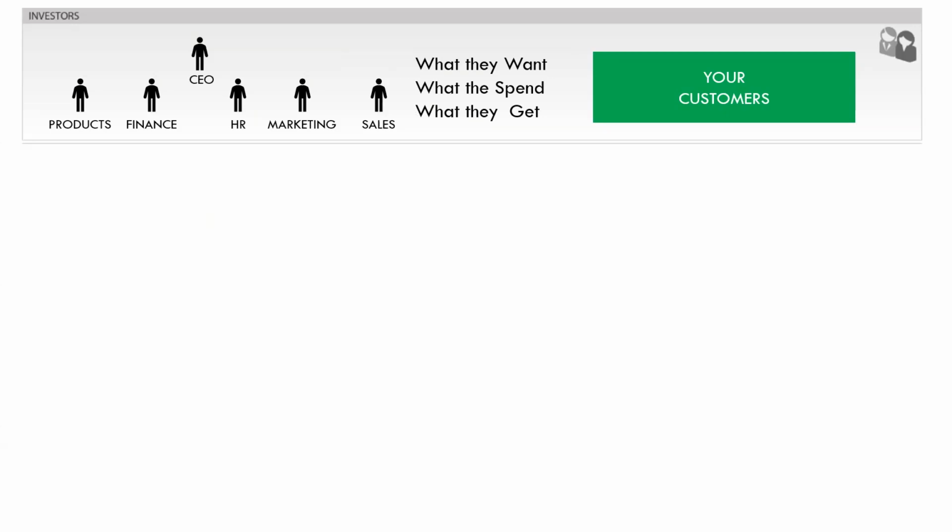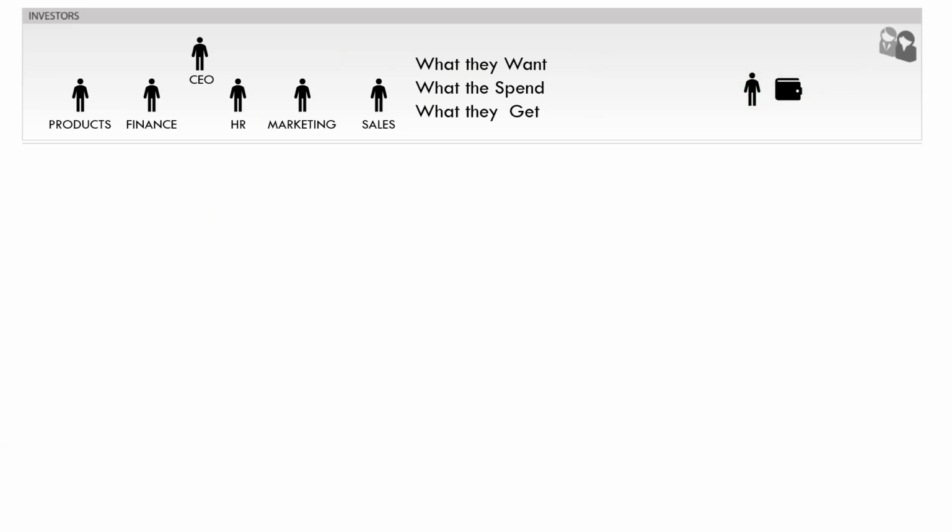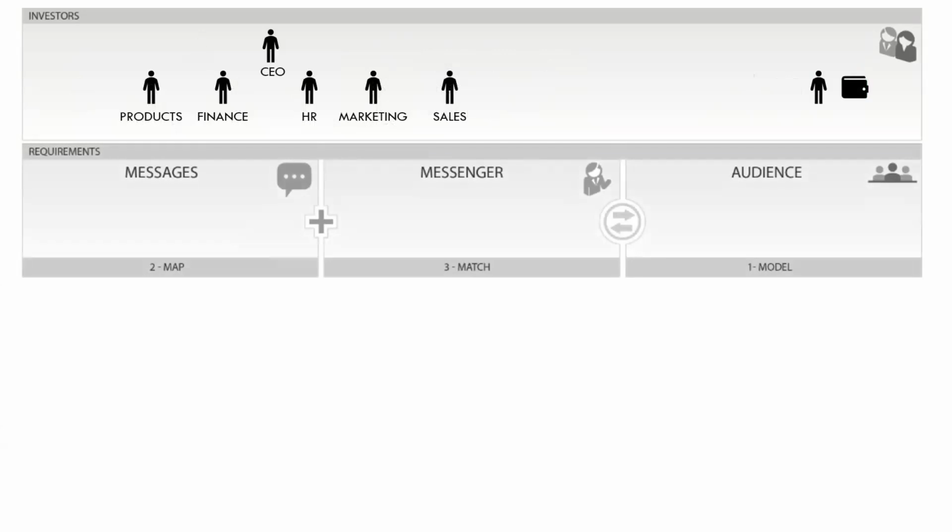So we need to make sure that we understand what is the consensus of what these people want and what it is they individually want. What are they spending, what are they collectively spending, and what are they getting? On the customer side, we need to be really, really clear who the wallet owners are that we're after.